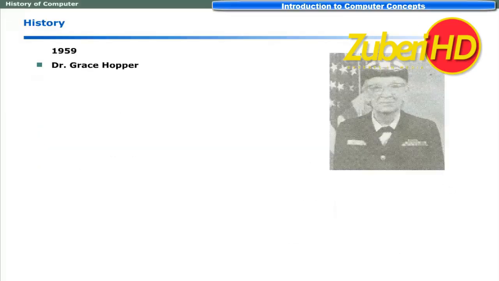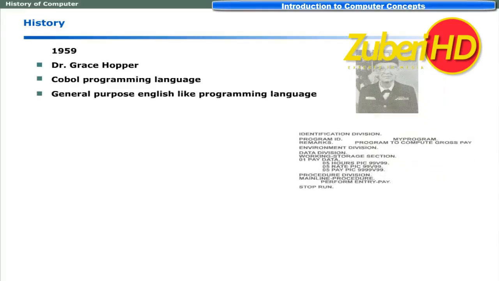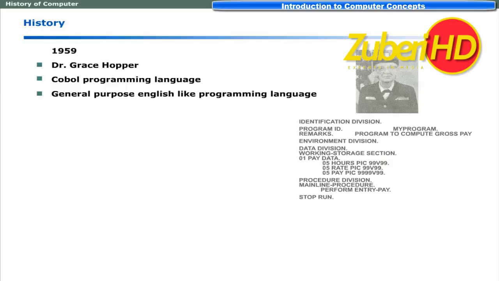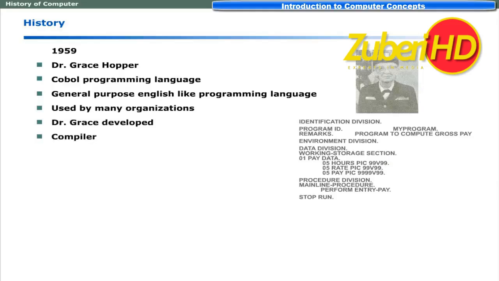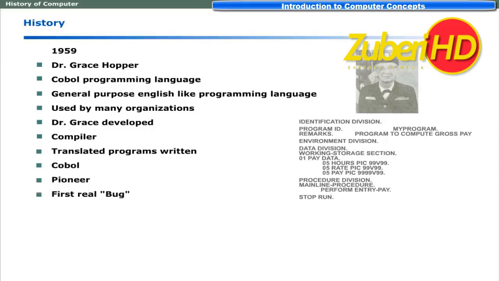Hopper conceived the idea of the COBOL programming language. It was a general-purpose English-like programming language that is still used by many organizations. Dr. Grace developed a compiler that translated programs written in COBOL to run on a variety of computers. She is also the pioneer to find the first real bug in a computer. Programmers debug software to find out errors or bugs in their programs.